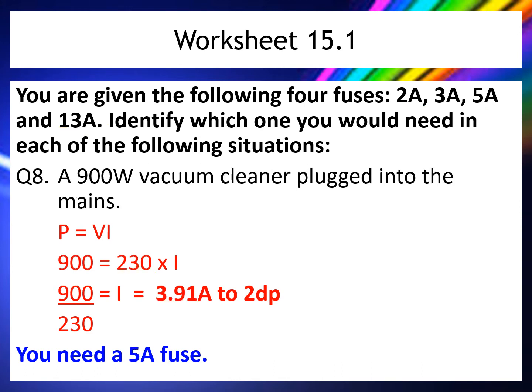So question 8 is pretty much the same. We've got to identify which fuse to use, which means we're actually identifying the current. This time we've got a 900 watt vacuum cleaner, again plugged into the mains, so we know it's going to be 230 volts. Put the numbers into the equation P equals VI, 900 equals 230 times I, divide through again, and now the answer we get is 3.91 amps to 2 decimal places. Obviously this is too high for a 3 amp fuse, so we need to go up to the next one, which is 5 amps.